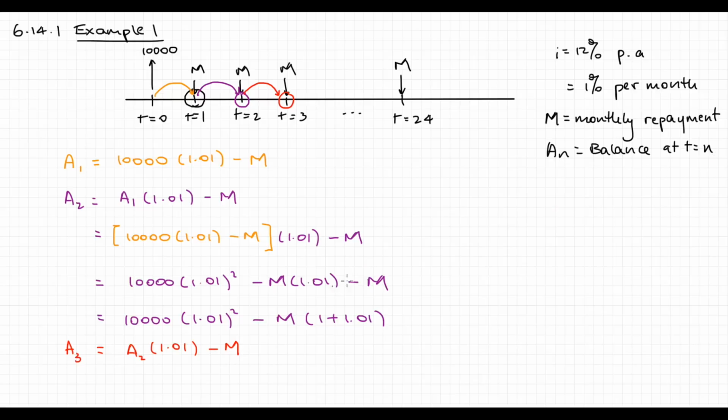From this, we can see that A2 is given by 10,000 times 1.01 squared minus M times (1 plus 1.01). And then we're going to multiply with 1.01 on the outside, minus M. So if I take this expression and expand the whole thing, I need a new slide. A3 is going to turn out to be equal to 10,000 times 1.01 cubed minus M times (1 plus 1.01) times 1.01 minus M.